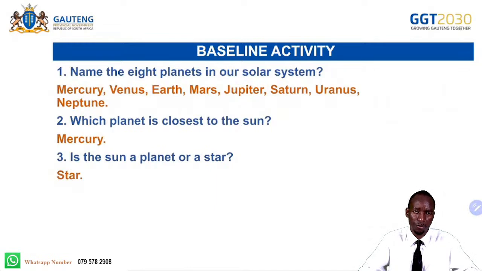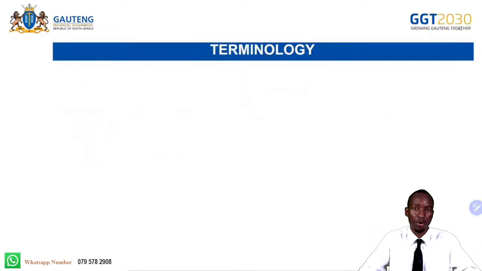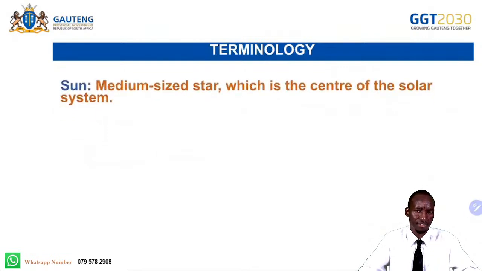Right, keep it up for those who did very well, and those who did not get all the questions correct, note down the corrections as we move on to our lesson's terminology. These are the new words and vocabulary we're supposed to master and use in understanding our lesson. The first one, we are going to define the sun. The sun is defined as the medium-sized star which is found at the center of the solar system. Thus, the definition of the sun.